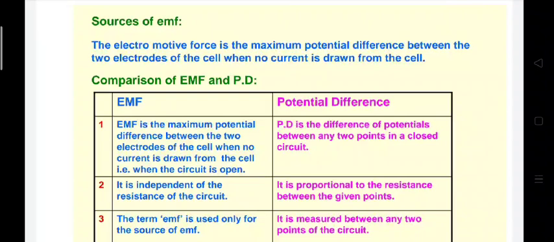So we all know that in a circuit we require an electric cell. So the first question is, what is an electric cell? An electric cell is a source of electrical energy which maintains a continuous flow of charge in a circuit. It consists of two rods of different metals which are called electrodes or plates. These are immersed in a liquid called electrolyte.